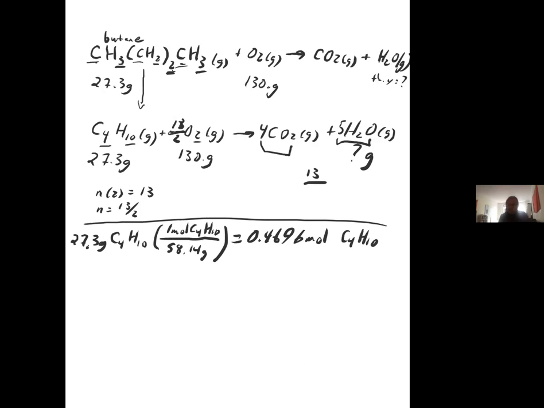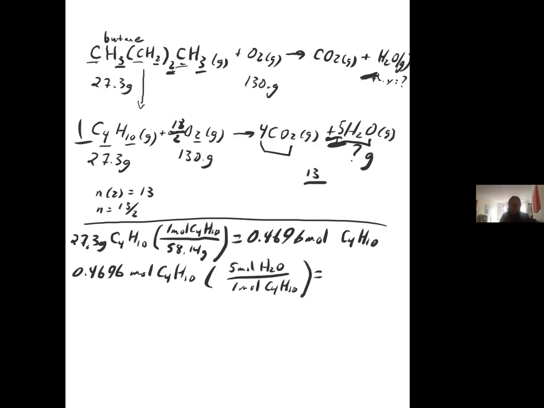Now use the balanced equation. We're interested in water. It's 5 moles of H2O for every 1 mole of C4H10. If you'd multiplied everything by 2, you would have 10 and 2, and 10 over 2 is the same as 5 over 1. That's why you actually don't need to get rid of the fraction. It gives you the same answer. So you get 2.348 moles of water.